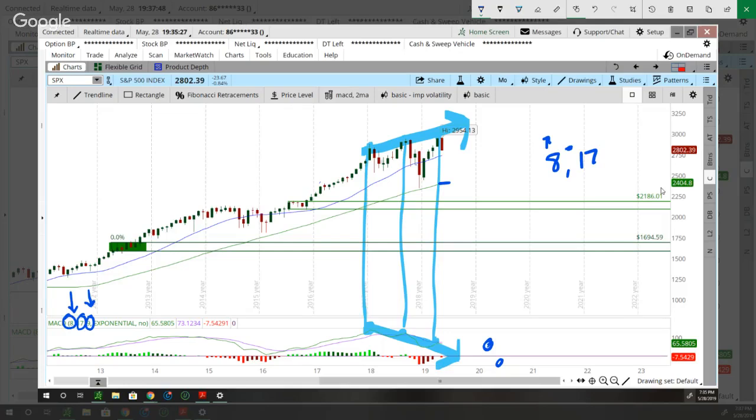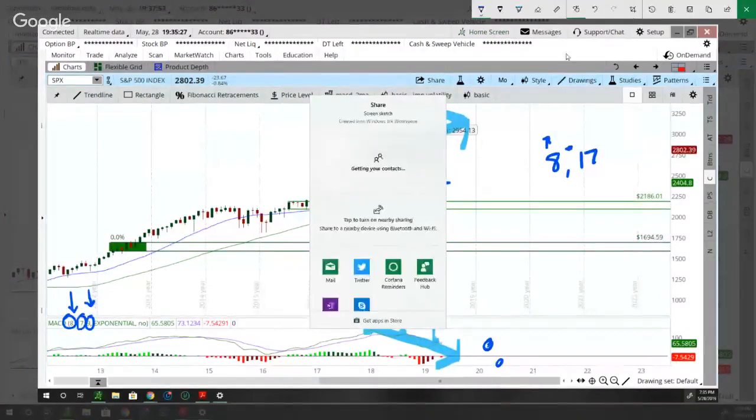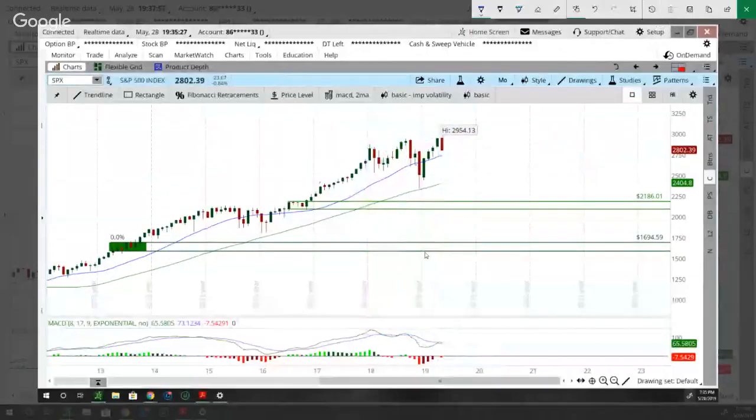Which is why you will not see me using MACD to make trend decisions. There are a number of traders who will tell you that when this crossover occurs, you can go short, right? When this crossover occurs, you can go long. I just don't believe in that.